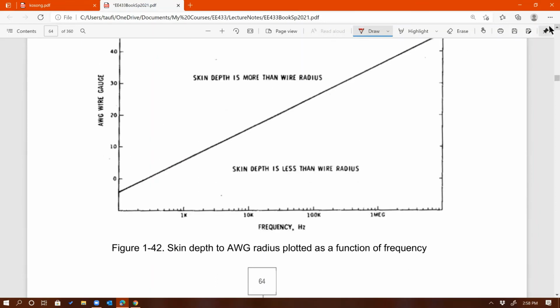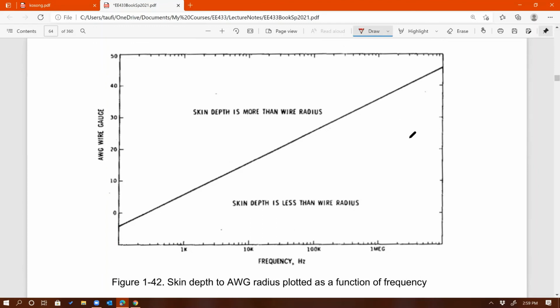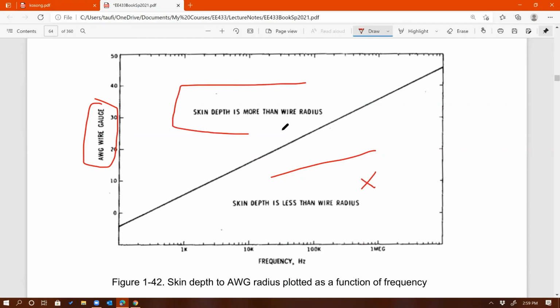So remember that rule of thumb, that if you could, you size the wire for a given skin depth whose radius is less than the skin depth. So if you pick the gauge, this is actually a pretty useful graph. If you pick wire gauge around this area or below this straight line, then the skin depth is less than the wire radius. That's not good. So you want to choose the wire gauge above this line, because that is when skin depth is more than the wire radius.